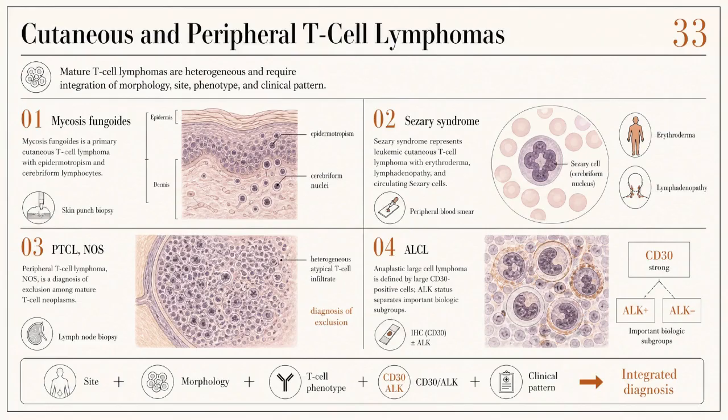Morphologically, PTCL-NOS can be quite variable, frequently showing pleomorphic medium to large lymphoid cells with irregular nuclei. This variability demands meticulous histologic examination and comprehensive immunohistochemical panels to exclude other T-cell lymphoma subtypes.